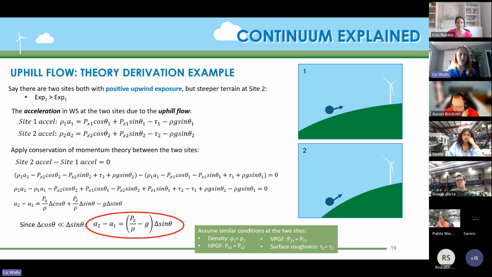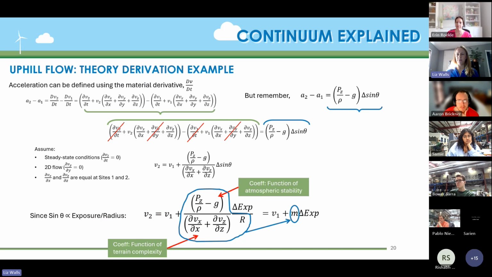We're just popping in all those terms for site 2 acceleration into that equation, rearranging some terms and breaking out the change in acceleration. And what we end up with are these three terms. But again, we're going to make the assumption that the delta cos theta is going to be much, much smaller. So that term goes away. And we end up with the change of acceleration at the two sites is equal to this vertical pressure gradient force minus gravity times the change in the sine theta.